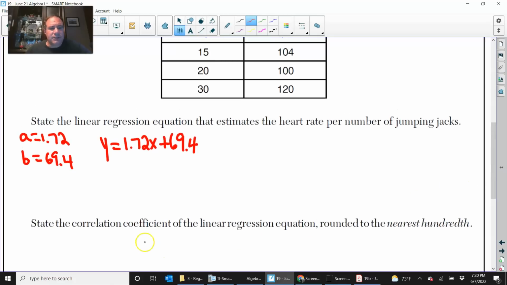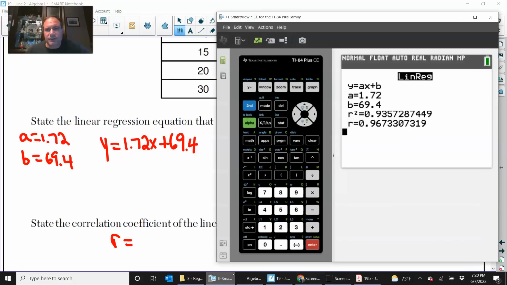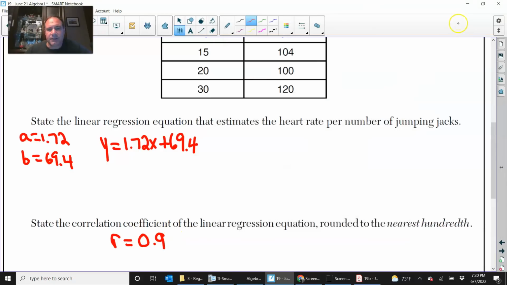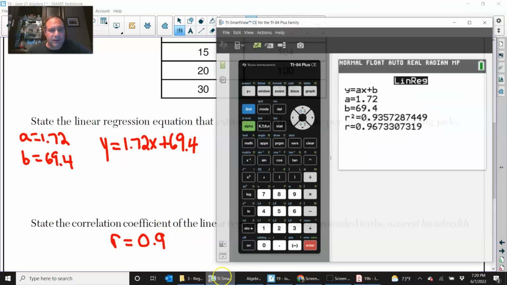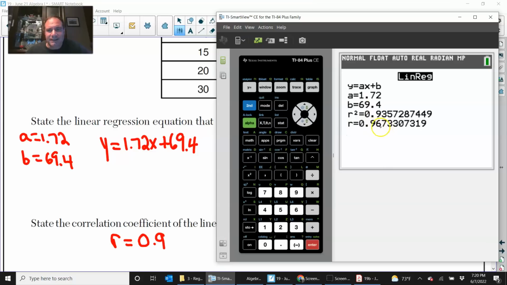State the correlation coefficient. So the correlation coefficient is the R. Right, so let me bring that calculator back up and let me see if it does say R. It does. It is 0.96. No, wait, let me see something. Round to the nearest hundredth. So it's 0.97.